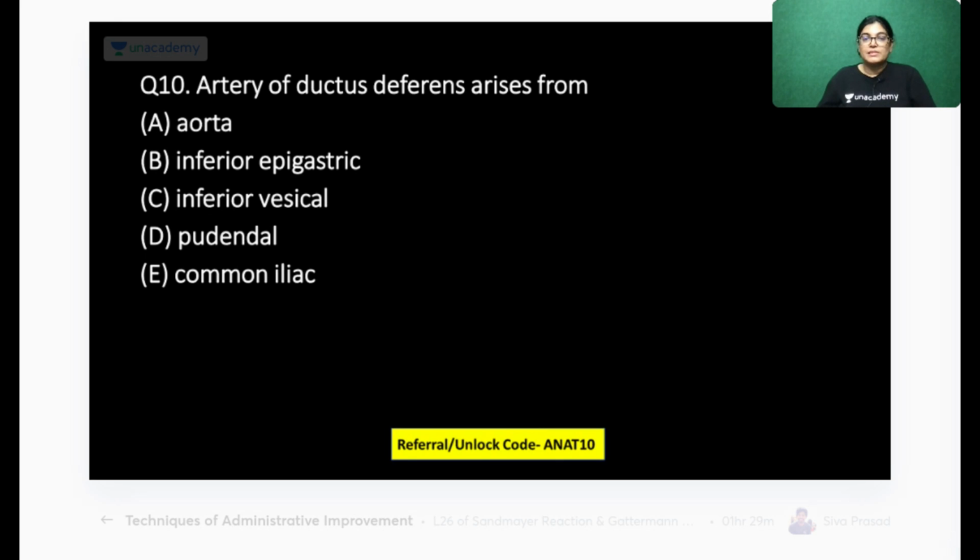Artery of ductus deferens arises from which of the following? Aorta, inferior epigastric, inferior vesical, pudendal, or common iliac artery. So we have five options and you have to give me the correct answer. Question number 10. The artery to the ductus deferens arises from which source artery? Five options are there. You have to pick one.